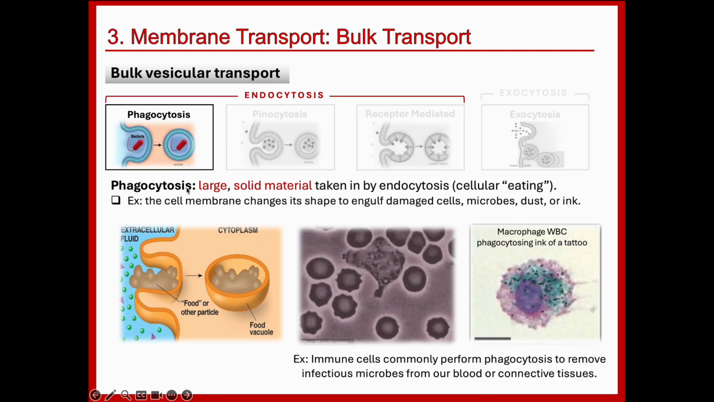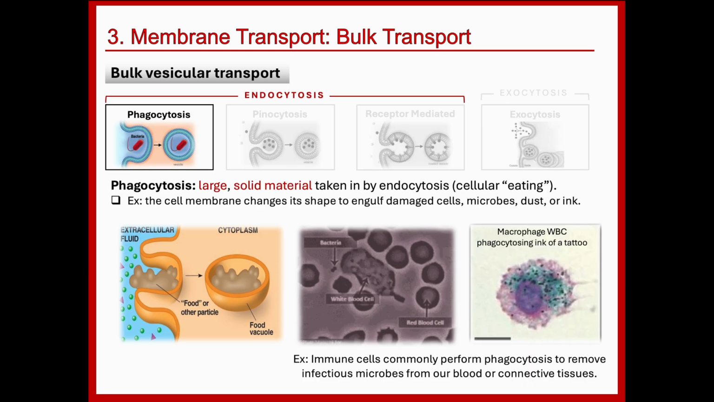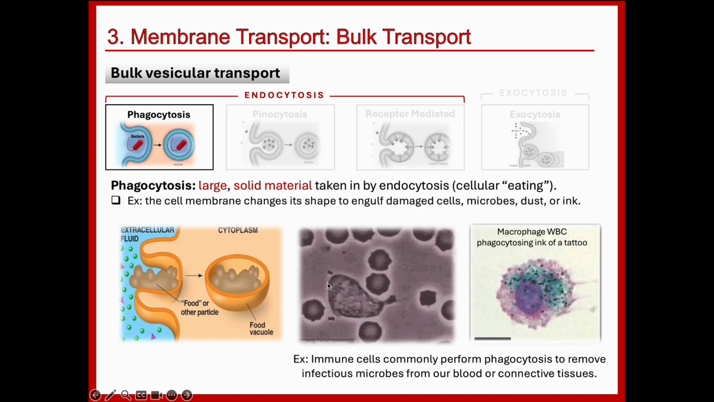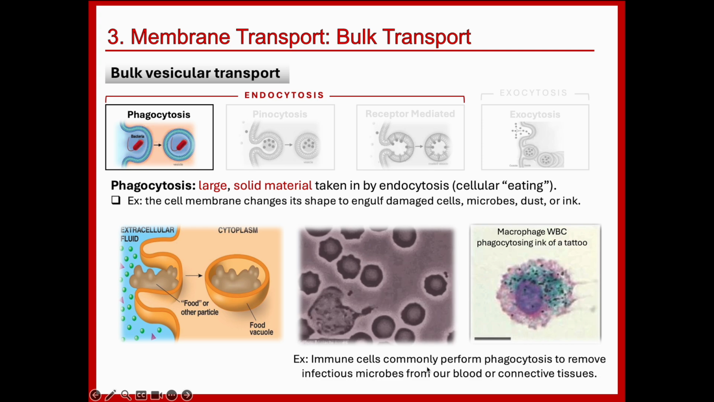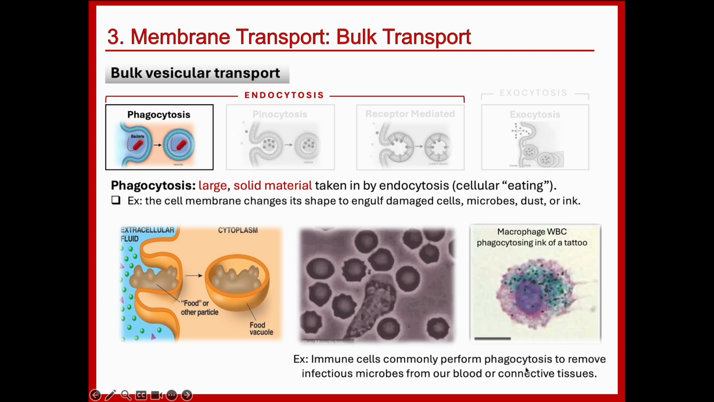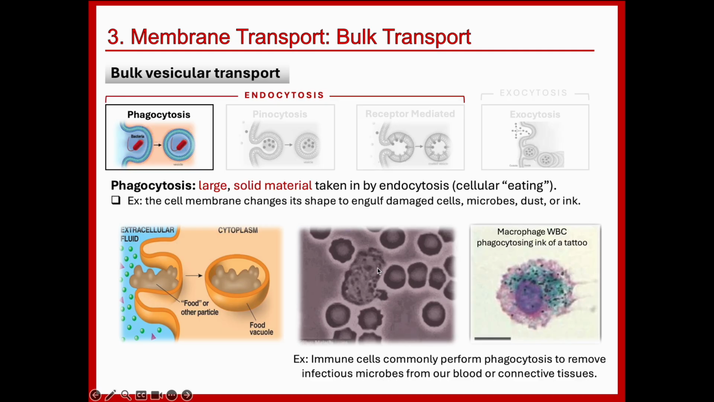The cell membrane changes its shape to engulf damaged cells. Sometimes you want to break pieces off cells, or here you see this white blood cell that's chasing a little bacteria and eventually catches it. Immune cells commonly perform phagocytosis to remove infectious microbes from our body. There we go, he got it.